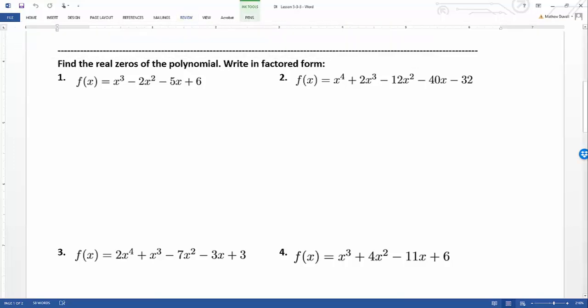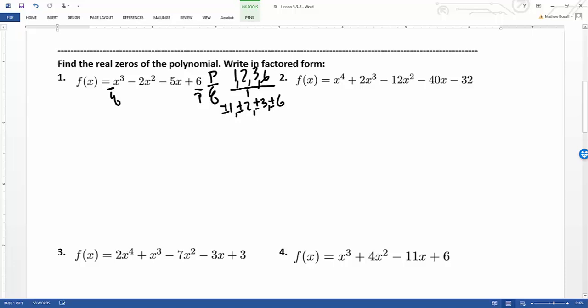All right, it says find the real zeros of the polynomial and write it in factored form. So to do that, the first thing we need to do is list the p's over q's. That's the factors of this number, those are the p's, over the factors of that number, which is the q's. So the factors of 6 over the factors of 1. So we get plus or minus 1, plus or minus 2, plus or minus 3, plus or minus 6.